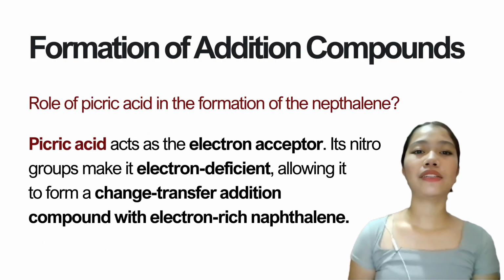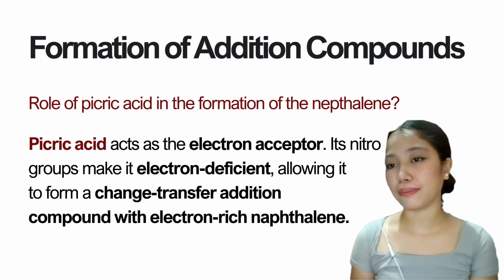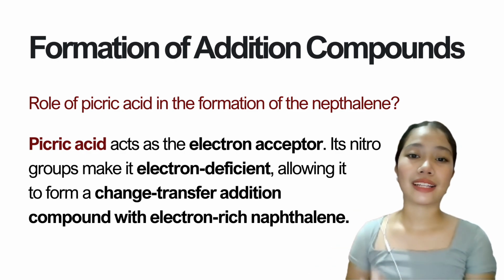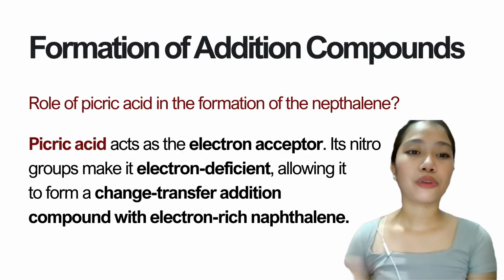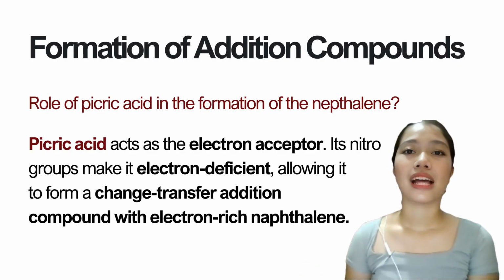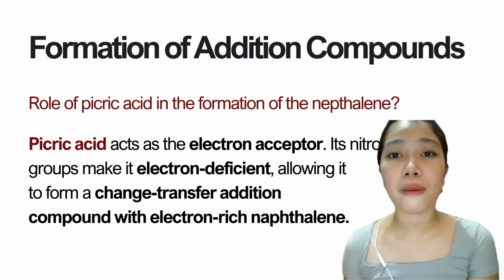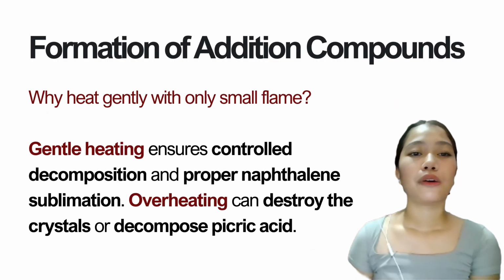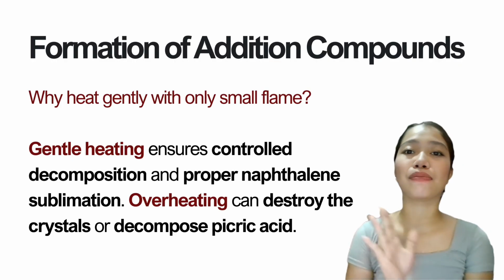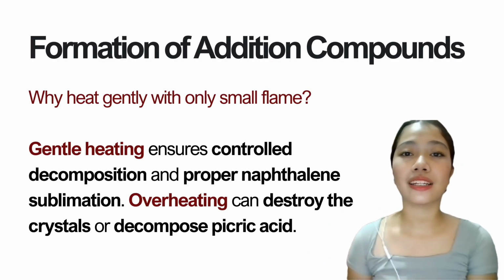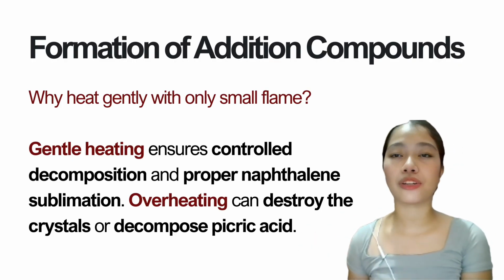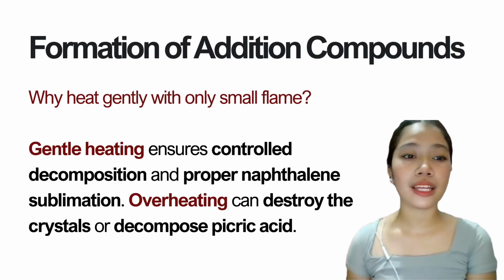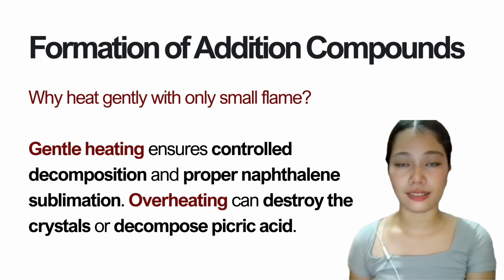And next, what is the role of picric acid in the formation of naphthalene? So sorry, this is naphthalene. The role of picric acid is to act as an electron acceptor. So its nitro groups will make it electron deficient, allowing it to form a charge transfer addition compound with electron-rich naphthalene. And next, why do we need to heat gently with only a small flame? So heating it gently will ensure controlled decomposition and proper naphthalene sublimation. Overheating it can destroy the crystals or decompose the picric acid.